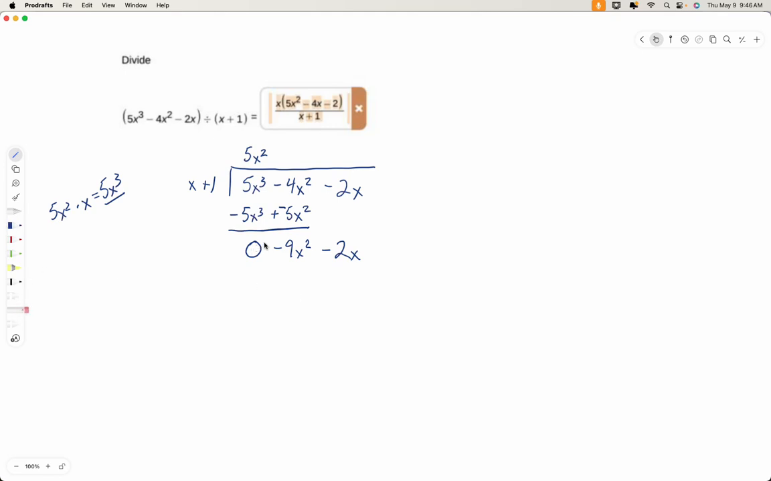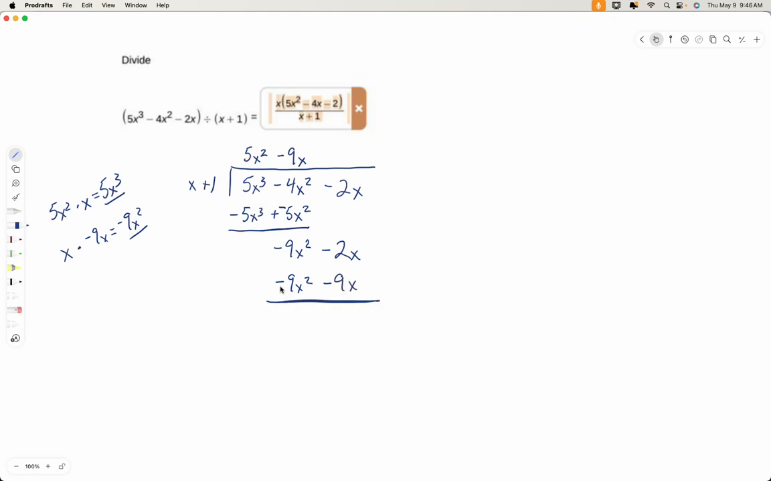Okay, and we can kind of ignore the 0 if that makes it easier. Now we look at this first term with the x. And again, we ask ourselves, x times what gives us a negative 9x squared? Well, that would be negative 9x, right? That gives us negative 9x squared. That's what we're looking for. So that's the answer that goes up here, negative 9x. Negative 9x times x gives us a negative 9x squared. Now we remember the second term. Negative 9x times a positive 1 is a negative 9x.